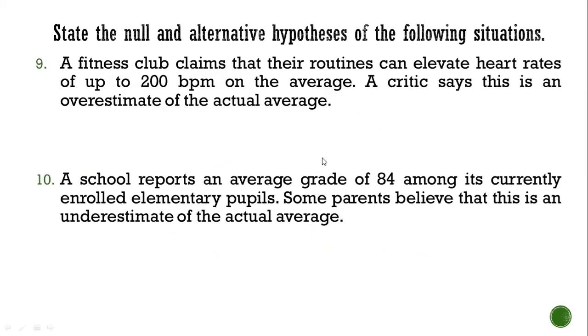Ayan. Numbers 9 and then number 10. So a fitness club claims that their routines can elevate heart rates up to 200 beats per minute on an average. So a critic says that this is an overestimate of the actual average. OA daw masyado yung 200. Okay? So dito we can see the term average. Therefore, we will use your mu. Yan. So this one is always equal 200 beats per minute.